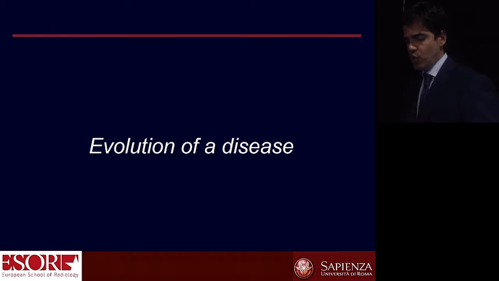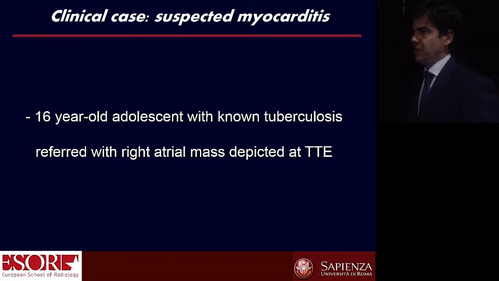16-year-old patient with known tuberculosis. He was an immigrant who came from Northern Africa to Italy. He arrived in bad clinical conditions. We didn't know anything about him. He was referred for a right atrial mass depicted at transthoracic echocardiography.